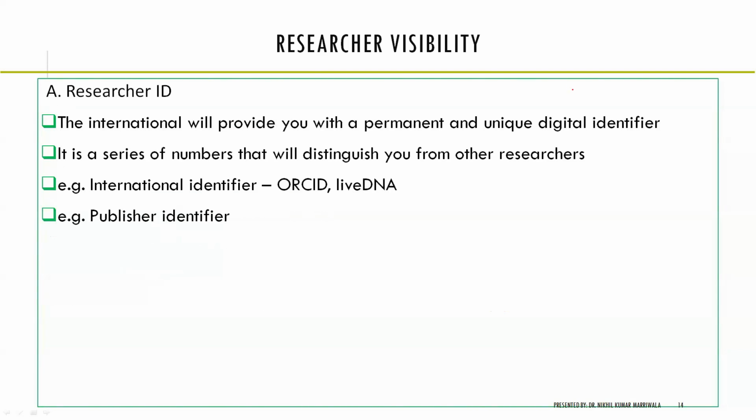So I'll just show you that part. Researcher ID or ORCID ID is something that distinguishes you even if you have the same name, right? So the international publisher or the unique digital identifier provider would provide you with this ORCID ID, and it is basically a series of numbers given by this particular website, which is also called researcher ID, right?